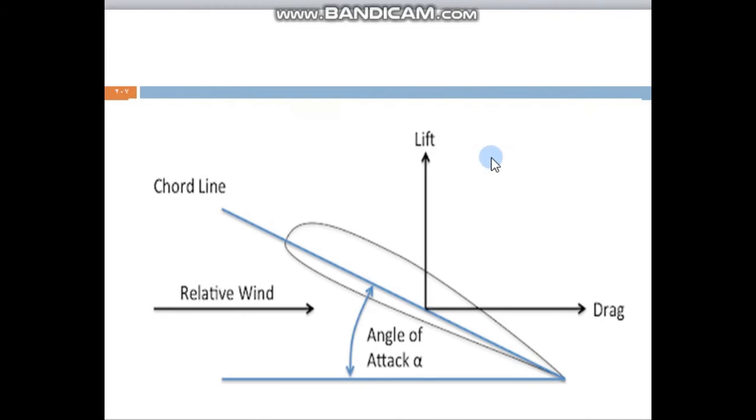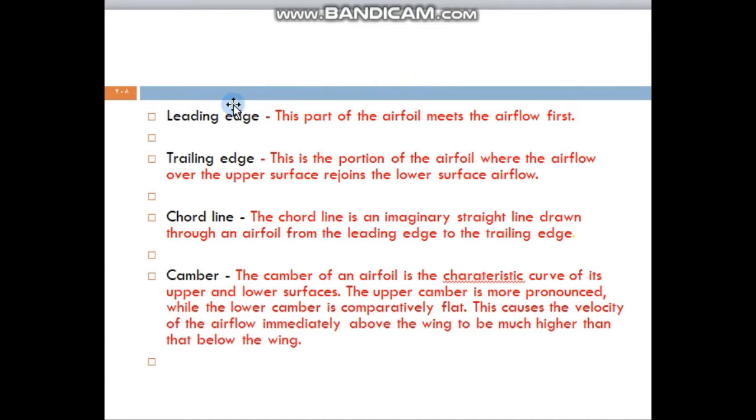As we see here in this figure, this is the airfoil shape of the wing. In this airfoil shape we have components. The first component is the chord line. The second component is the angle of attack. The third component is the leading edge. The fourth is the trailing edge, and we have the camber. Now we will define every component individually, and we are gonna start with the leading edge.